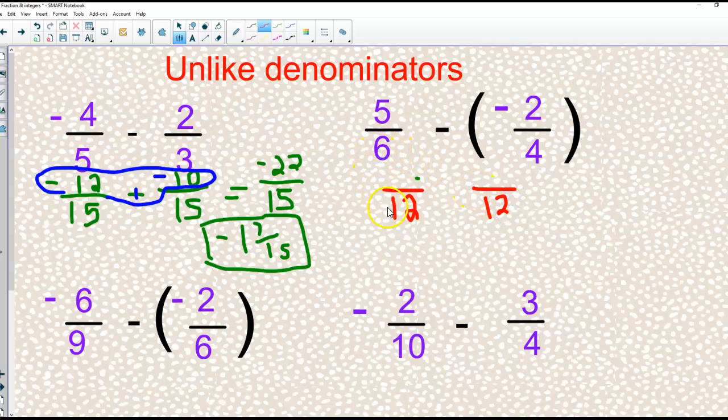So 6 times 2 is 12. Make the top times 2. This would be 10. If I go over here, 4 times 3 is 12. Multiply the top times 3 and you get 6. Bring the sign with you.